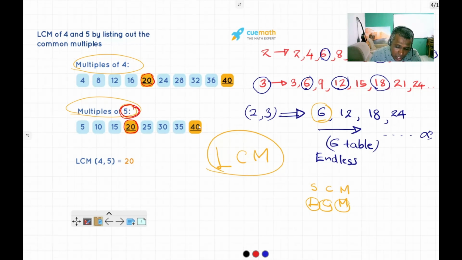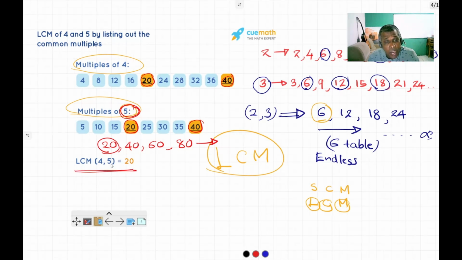After that we find that there are many common multiples. 20, 40, 60, it is on the 20 table. 80, so it is not going to end, so we have only the least value. The least value is 20. That we are calling LCM. LCM of 4 and 5 is 20. So this is one method of finding LCM. You want to mark the multiples and find the common ones, then find the least value. That least value we are calling LCM.